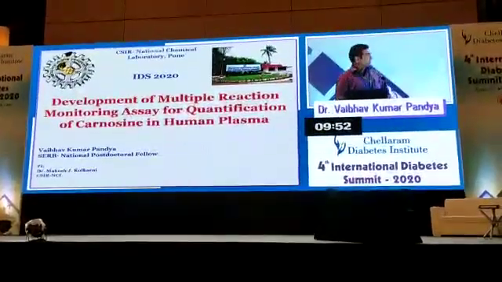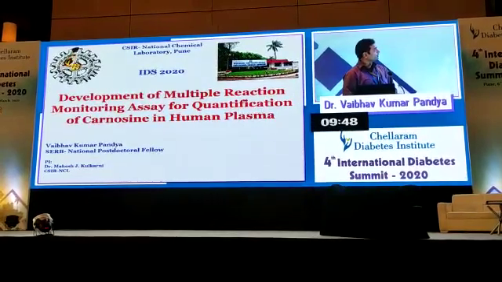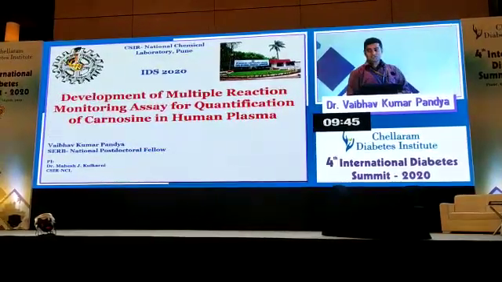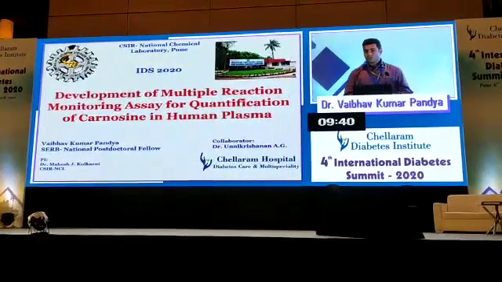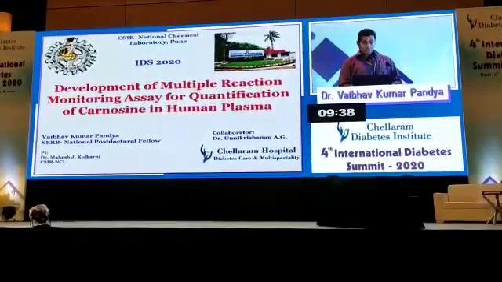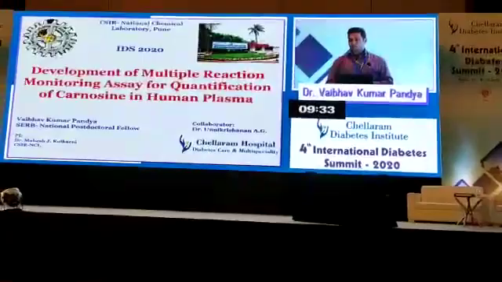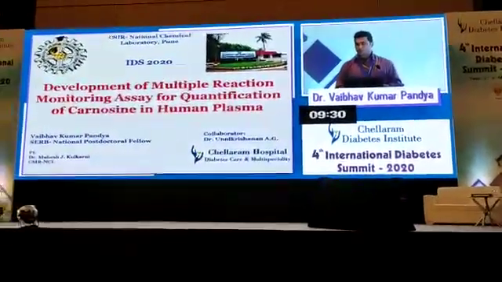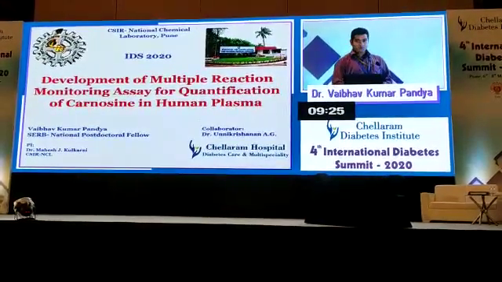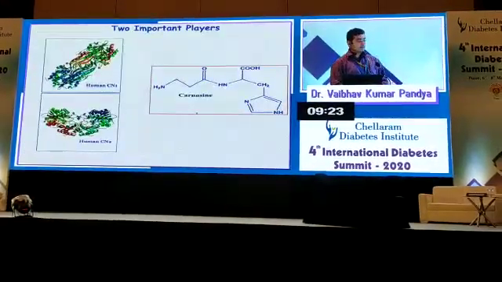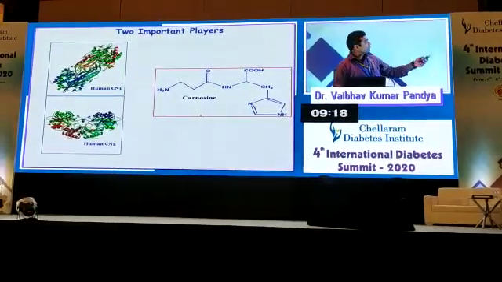Today I am going to present my work on the development of a multiple reaction monitoring assay for quantification of carnosine in human plasma. This work is in collaboration with Dr. Undi Krishna from CDI. There might be three questions in your mind. Why is it important to quantify carnosine in human plasma? Why the MRM method? And what is its relevance to diabetes? To answer these questions, I would like to introduce two important players, carnosine and carnosinase.